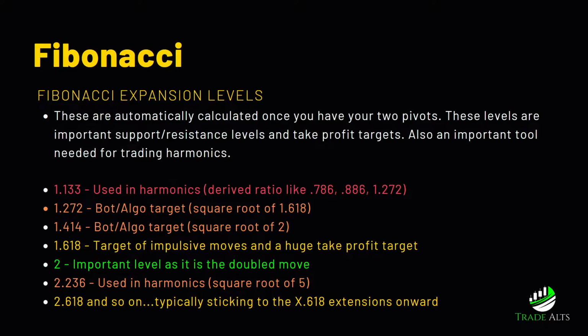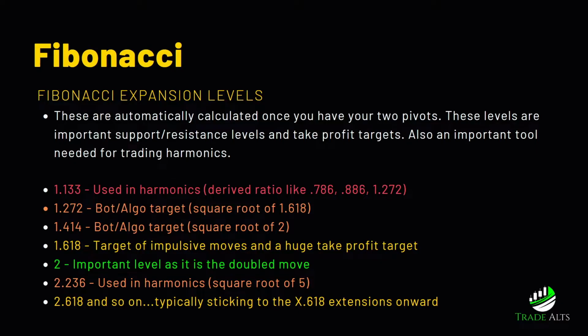Same as the other tools that we've gone over, the levels that you see below are automatically calculated once you have your two pivots. These levels are important support and resistance levels and take profit targets. That's probably one of the more important parts of this: looking for areas to take profit on your trades, or potentially look for a really good entry. It's also a critical tool needed for trading harmonics, which we will get to down the road. So let's go through some of the expansion levels below very quickly.